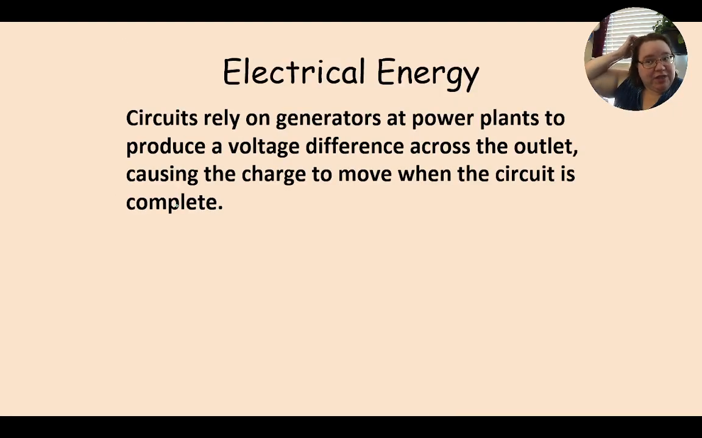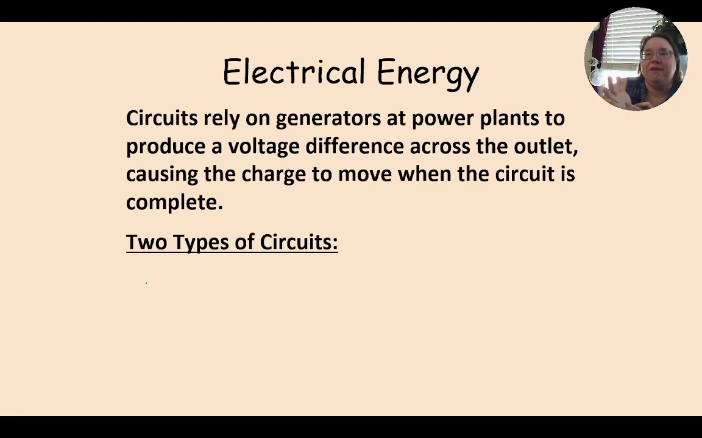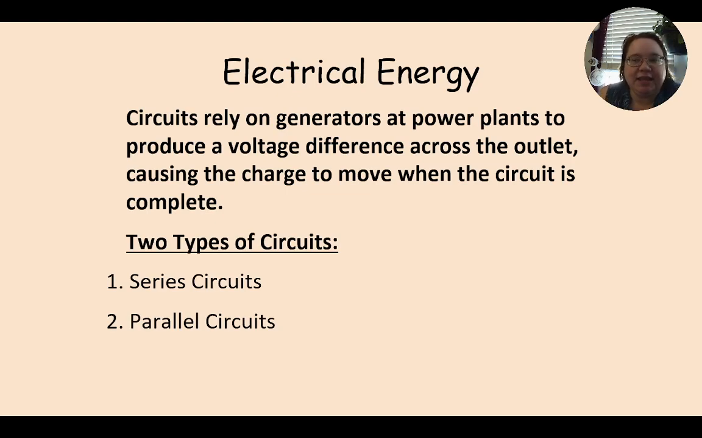Now, circuits rely on generators at power plants to produce the voltage difference across the outlet. So think about things that you plug in. This causes the charge to move within the circuit if it is complete. So we have two types of circuits that you encounter on a daily basis. One is series circuit, the second is parallel circuit. So these are things that rely on electricity to function.